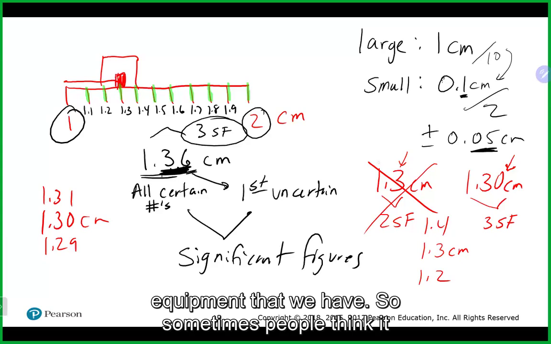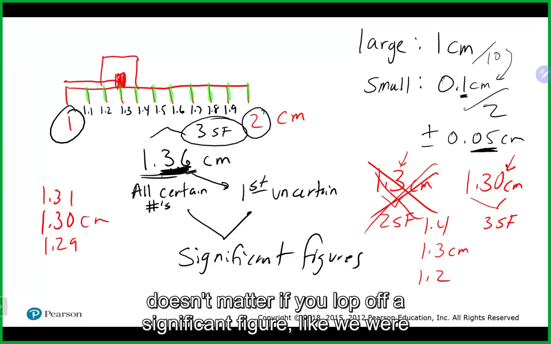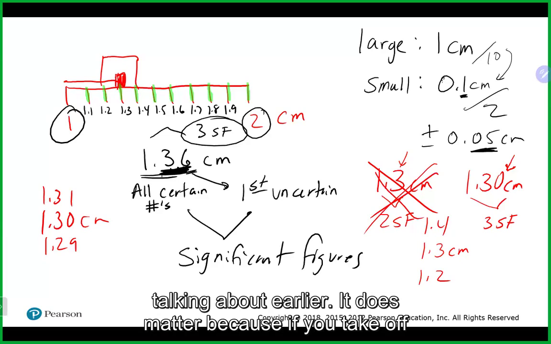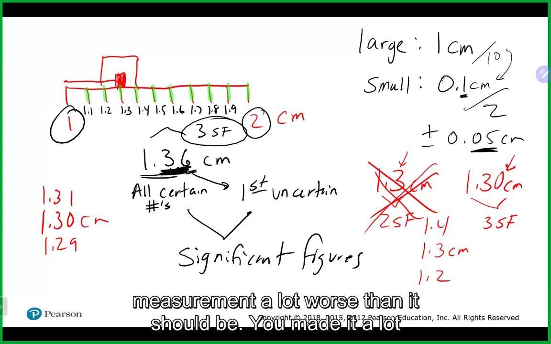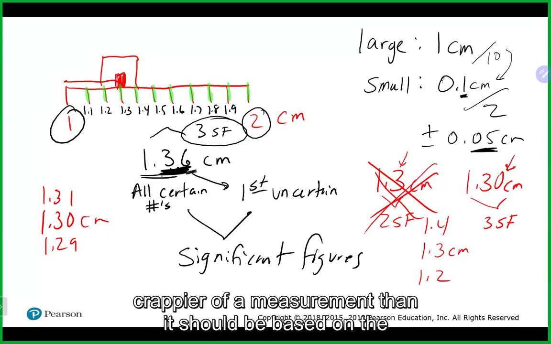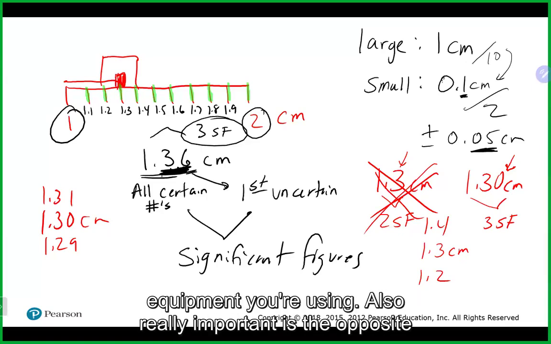So sometimes people think it doesn't matter if you lop off a significant figure like we were talking about earlier. It does matter, because if you take off that 0, like we did over there on the left, you just made your measurement a lot worse than it should be, based on the equipment you're using.